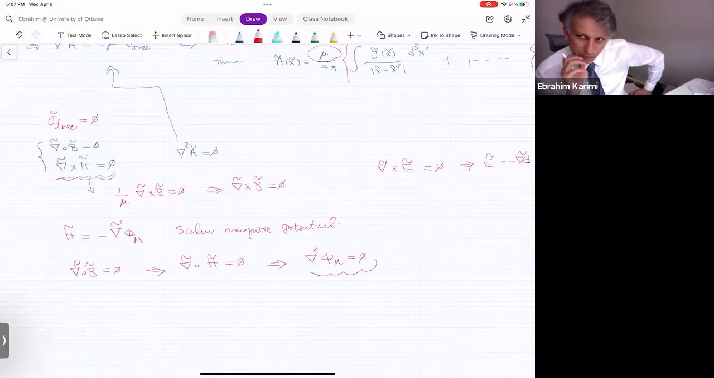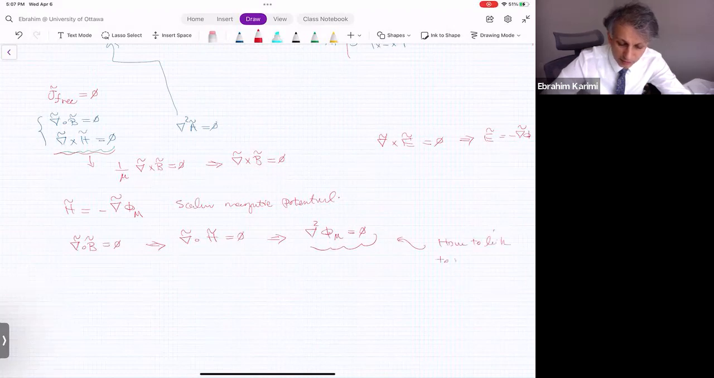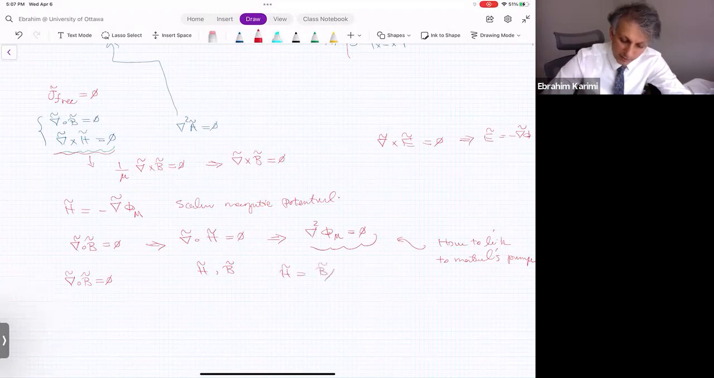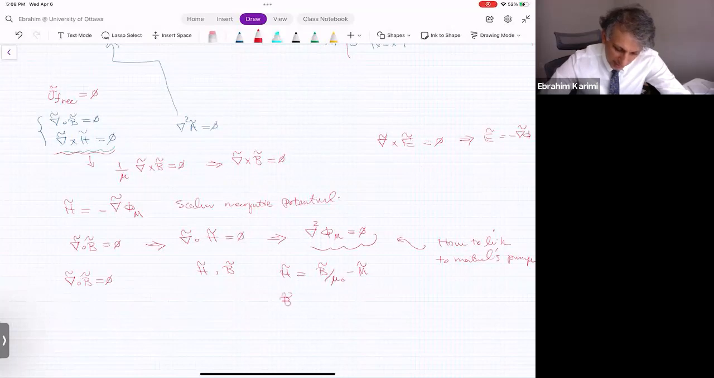But we can do something even smarter here, because what I'm missing is how to link to the material's property. Okay, divergence of B is 0, no doubt. Do you remember the relationship between H and B in terms of magnetization, not in terms of mu, in terms of magnetization? H was defined as B divided by mu 0 minus the magnetization. Do you remember that? We just defined that. H is B divided by mu 0 minus m. So indeed, B is given by mu 0 H minus mu 0 m.